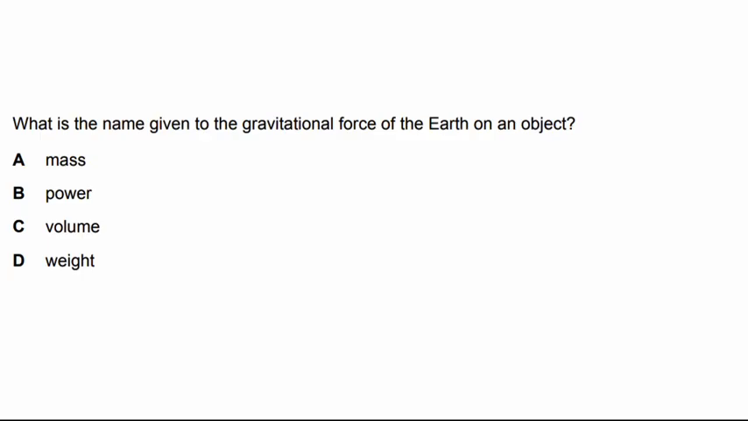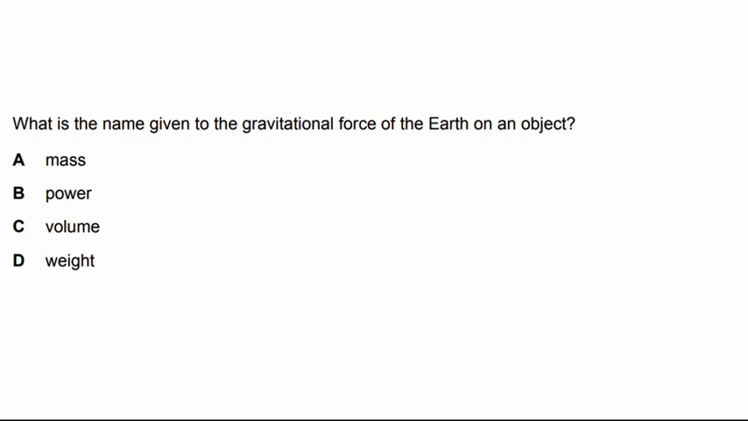Now, one approach is we can think about units, because whatever our answer is going to be, it must have the units of force. In other words, it must have the units newtons. We're looking for something here which is measured in newtons. If we can find something with newtons, then we've got our answer.